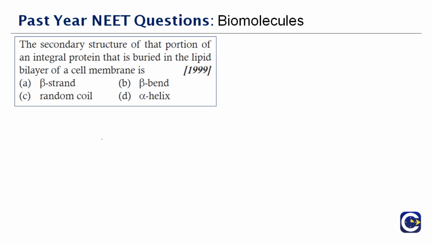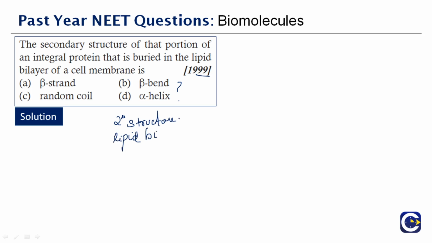Now let's move to the next question. This question was asked in the year 1999. The secondary structure of that portion of an integral protein that is buried in the lipid bilayer of a cell membrane is dash. What do you mean by secondary structure? They're asking us the secondary structure of that portion of the integral protein buried in the lipid bilayer. Where is the lipid bilayer? The phospholipid bilayer, all that is in the membrane.